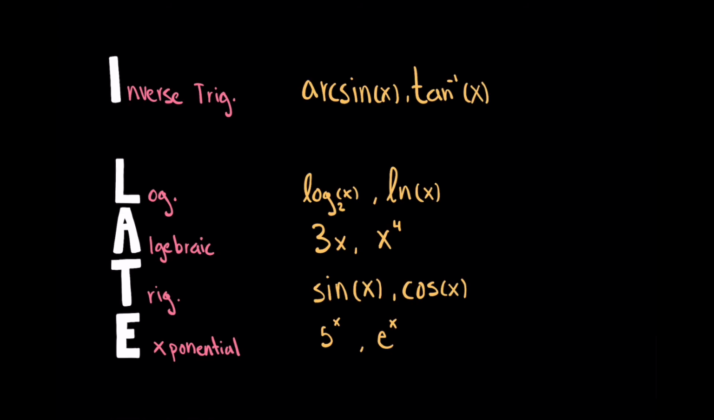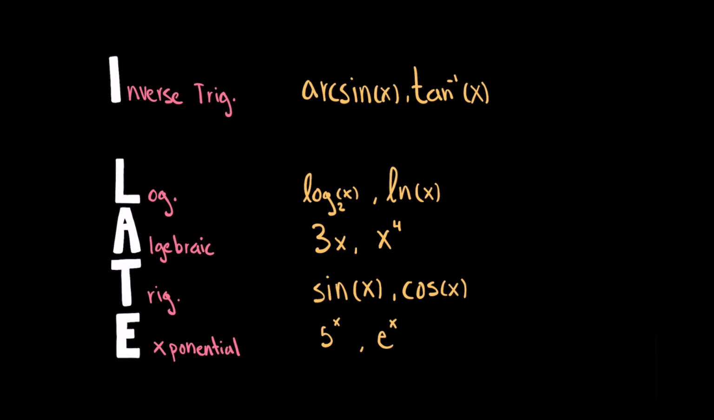Basically, this acronym provides a hierarchy of choices for u values, with the top being the most favorable and the bottom being the least. First off, if you see inverse trigonometric expressions such as arcsine x or the inverse tangent of x, those would be very good options for u. A close second, and some people even put this above the first one, is logarithms, such as log base 2 of x or ln of x. Next would be your algebraic terms, like 3x or x to the power of 4. Next would be trigonometric operations, which are less favorable, like sine x and cosine x, and least favorable would be exponential expressions, such as 5 to the x or e to the x.